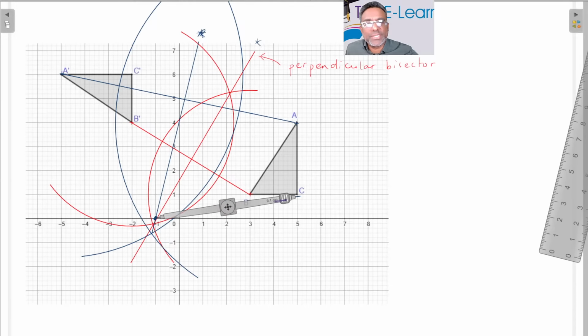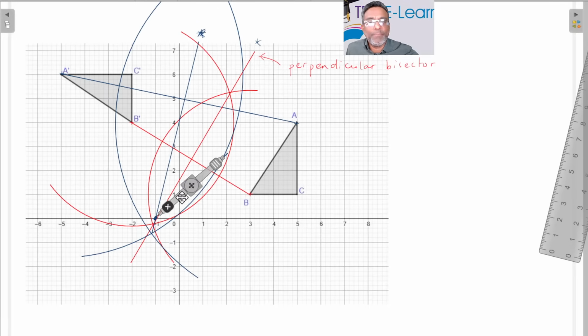Right? Let's check it for C. So if I do this here, you will notice C and C prime, they actually line up. So that's good. So far we're looking good. And then let's double check it for B. So if I were to check for B here, you realize B and B prime passes through the same arc.